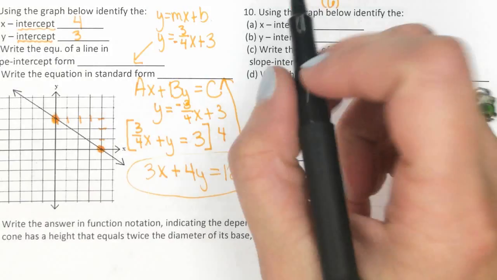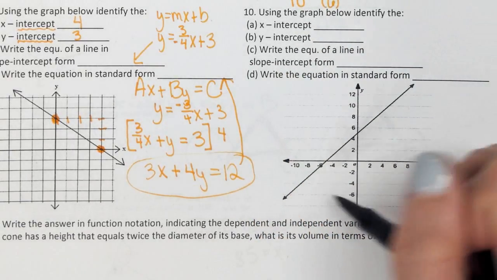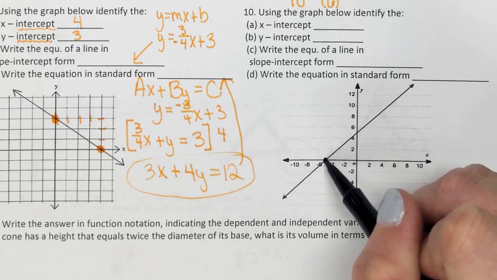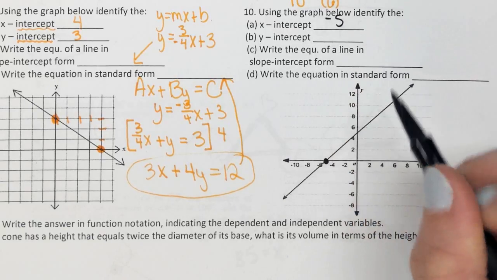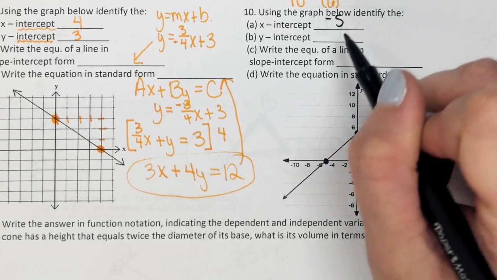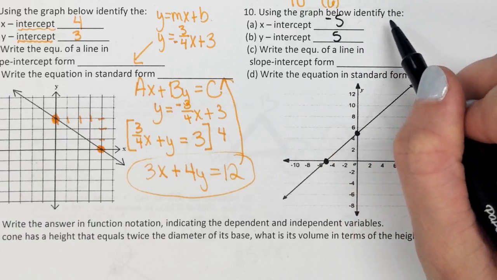All right, here we go. Number 10, x-intercept. What's the x-intercept here? -5. Very good. What's the y-intercept? 5. +5. All right, so let's see.